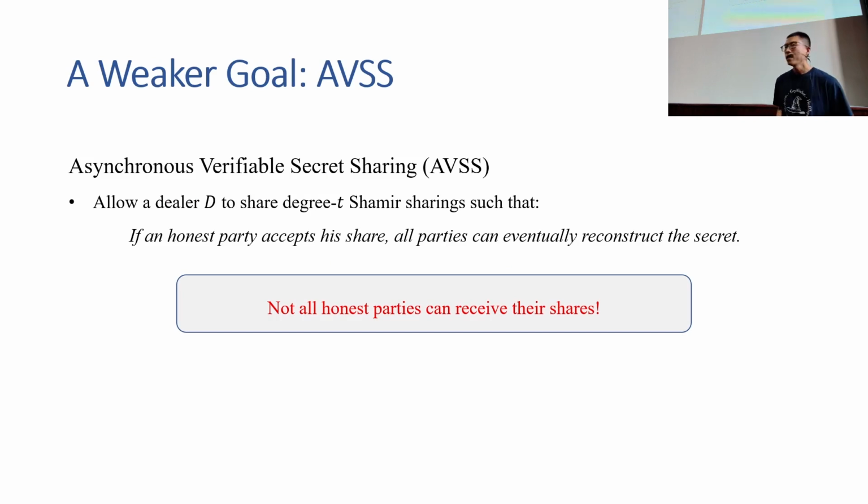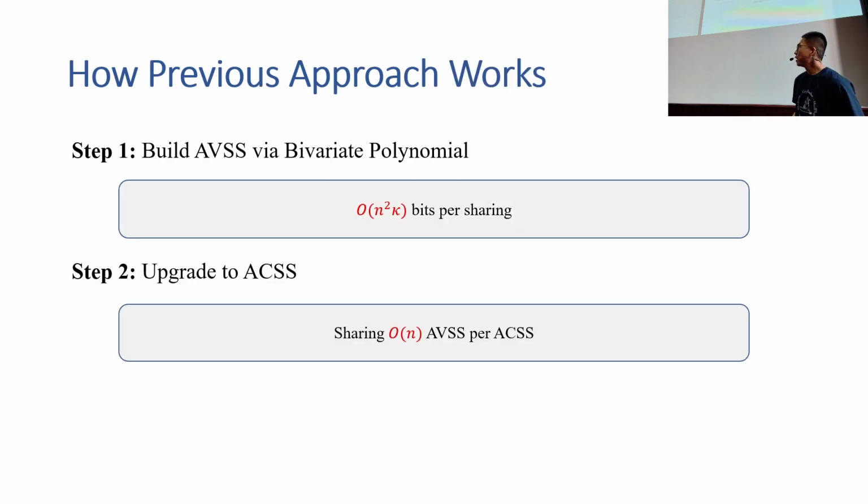A weaker goal is called asynchronous verifiable secret sharing. This secret sharing scheme only ensures that once the sharing procedure succeeds, then you can always reconstruct the secret. But it does not guarantee that all the parties will obtain their shares. So the previous work constructs ACSS by first constructing an AVSS that has quadratic communication. And then they show how to upgrade from AVSS to ACSS by using an instance of AVSS.